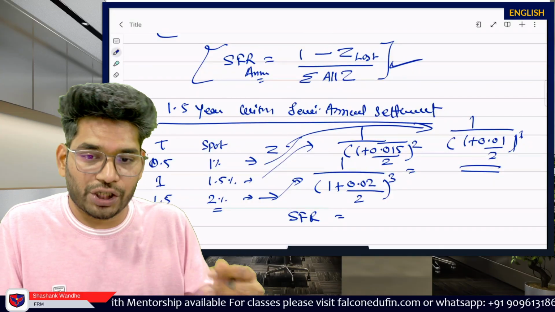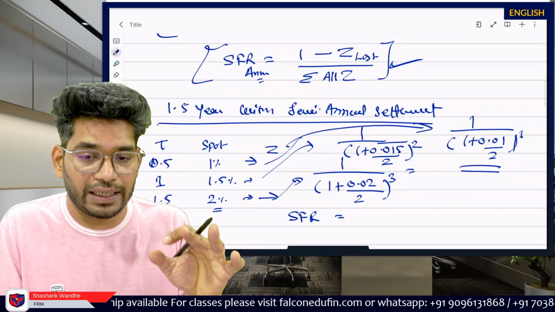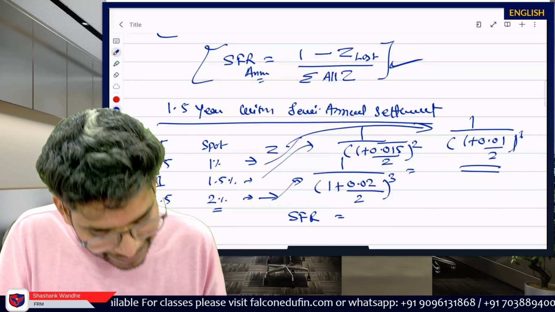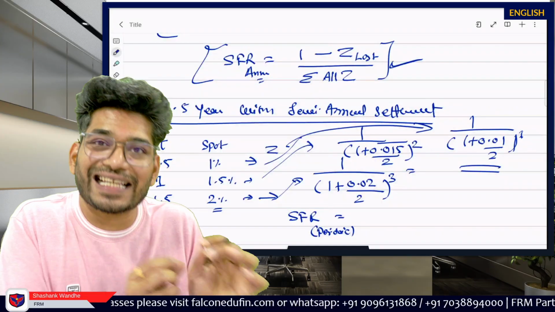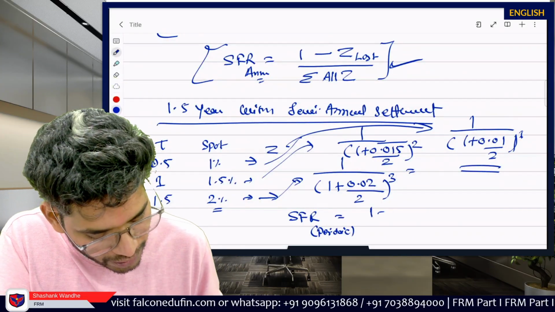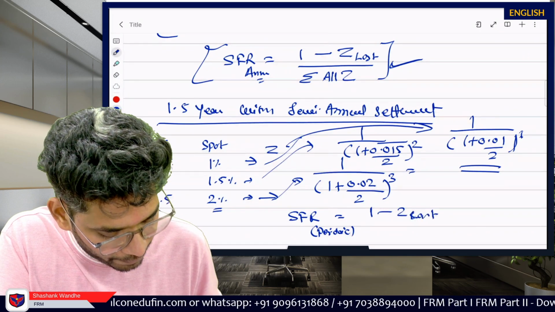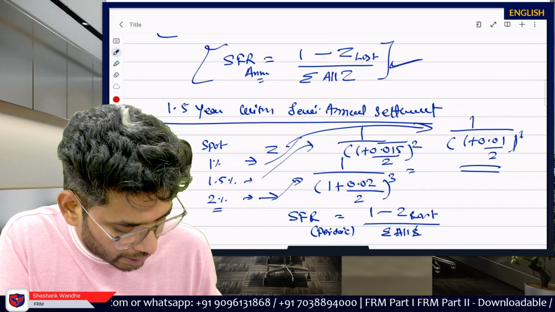Once you do the calculation, you have the discount rate, you will use the discount rate, and then you will calculate the SFR. This SFR will be periodic, for the 6 months. This swap fixed rate is the 6 months component. Again, using the same formula. All Z's.